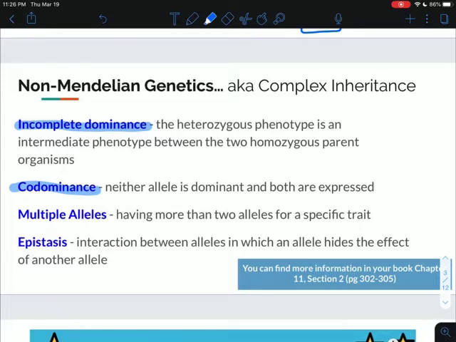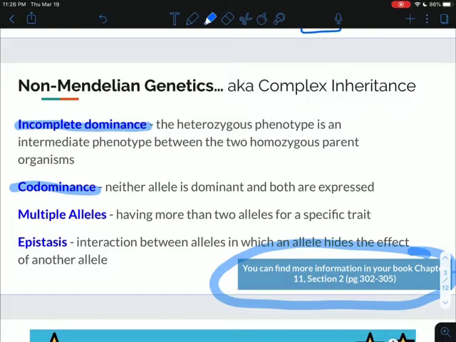I do want to highlight in this bottom right-hand corner, I put the page numbers where you can find it in your book, okay? So you can read up on this if you have more questions, but that's where it's going to be found in your book. Now, I want to stress to you that I really don't want you to memorize these definitions. I want you to break it apart and understand what it means, okay?